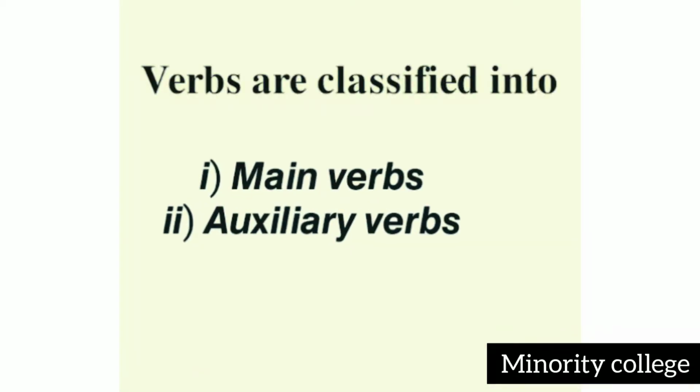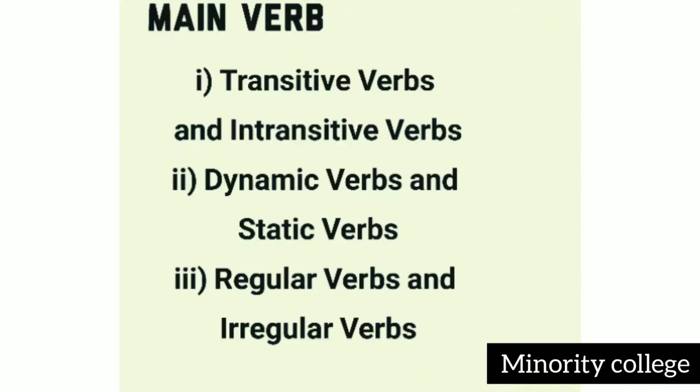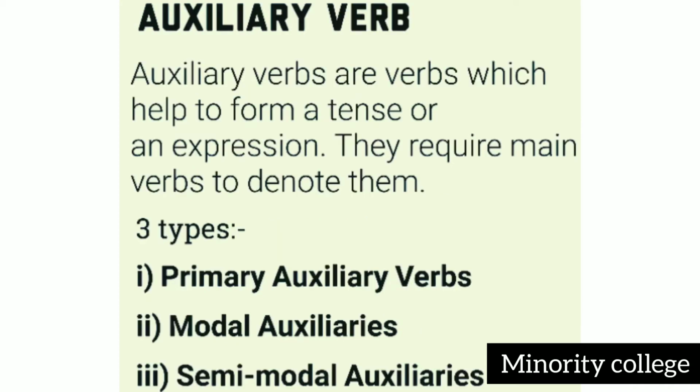Verbs are classified into two: main verbs and auxiliary verbs. Main verbs are again classified into transitive verbs and intransitive verbs based on the object, dynamic verbs and stative verbs based on the action or state, and regular verbs and irregular verbs based on the past forms. And the auxiliary verbs are classified into primary auxiliary verbs, modal auxiliaries and semi-modal auxiliaries.